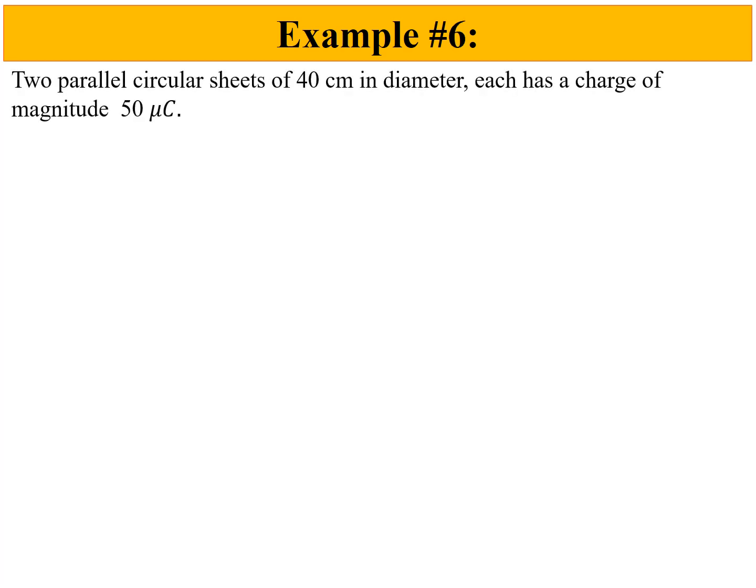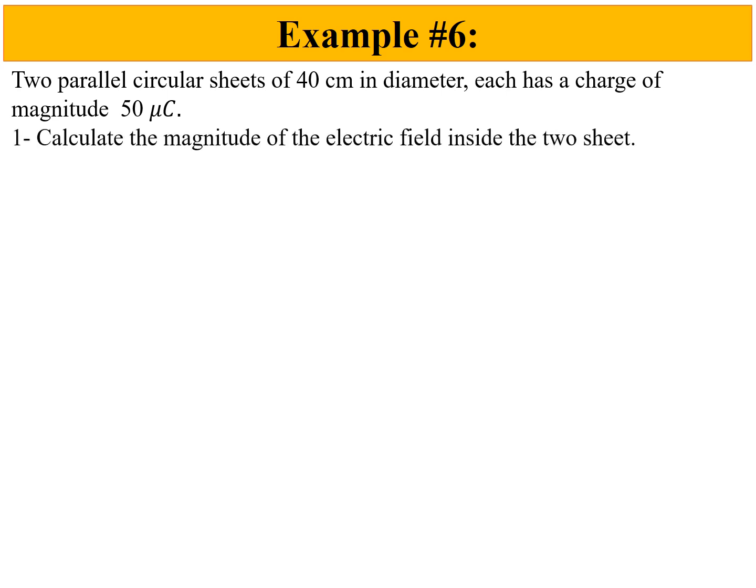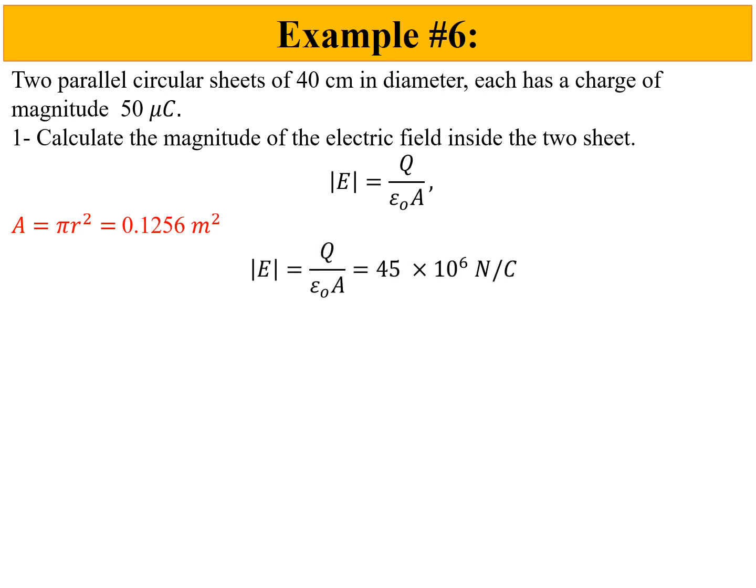Example 6. We have two circular sheets. Each has a diameter 40 centimeter and each has a charge of magnitude 50 microcoulomb. Calculate the magnitude of the electric field between the two sheets. Simply E equals Q over epsilon naught A, and since the plate is circular, the area of a circle is pi r squared, and then E is Q over epsilon naught times A. You will find that the electric field between the two sheets will be 45 times 10 to the 6 Newton per coulomb.